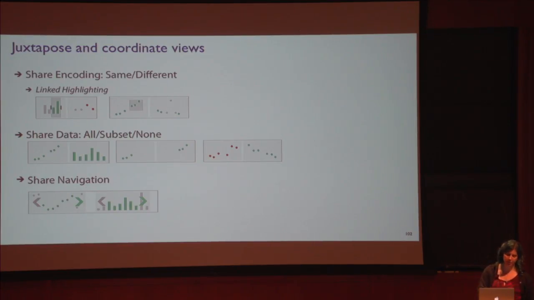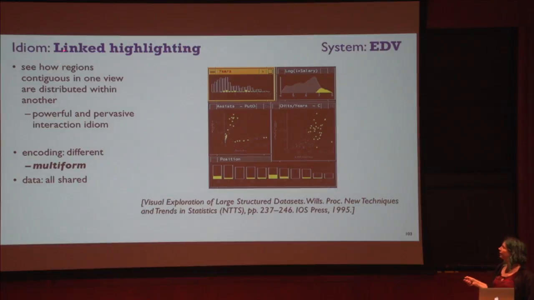So let's look at some examples. Linked highlighting is actually arguably one of the real success stories. Almost every time you have multiple views, there is power in having linked highlighting between them. And that power comes because you're seeing how something that's contiguous in one view may or may not be spatially contiguous in the other view. So let's look at this. This is actually an example from baseball stats. And we've got some histograms and scatter plots and so on.